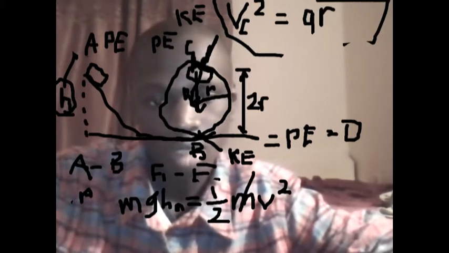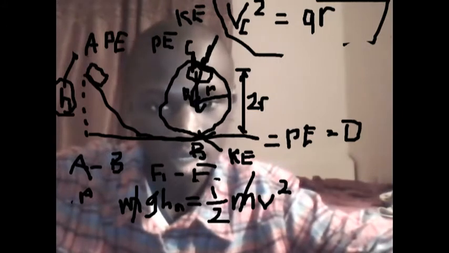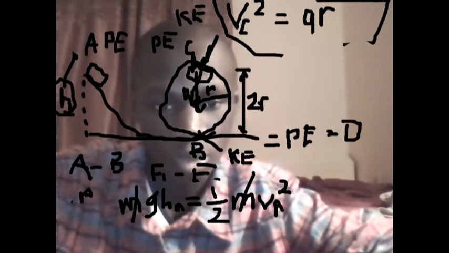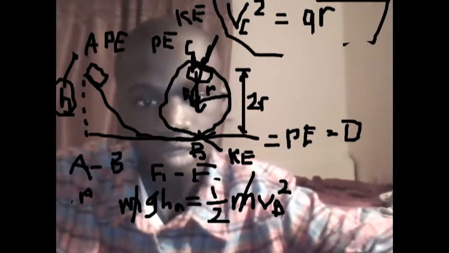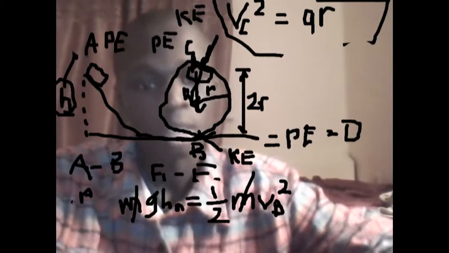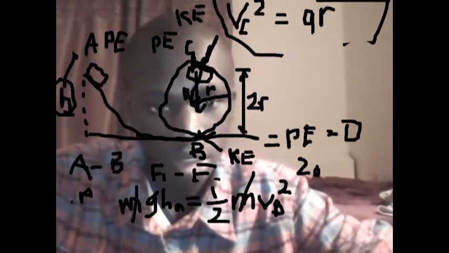So we just cancel out the masses, and you should get that the velocity at point B should equal the square root of 2gh.